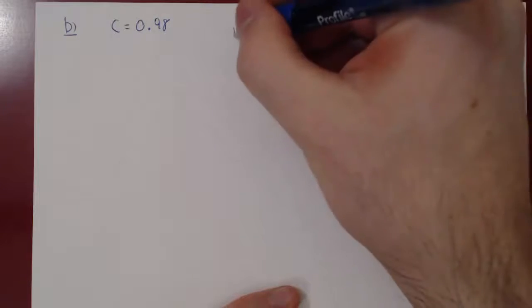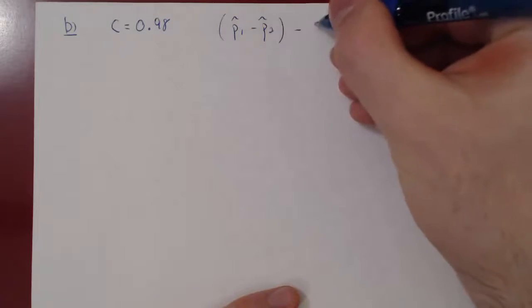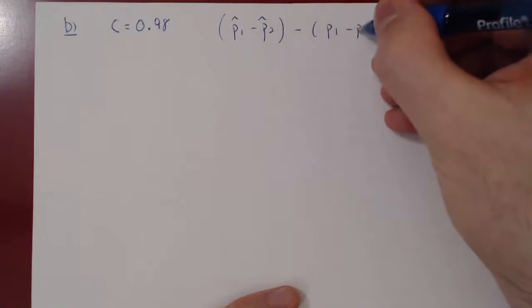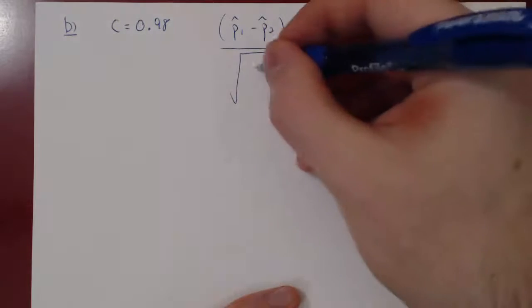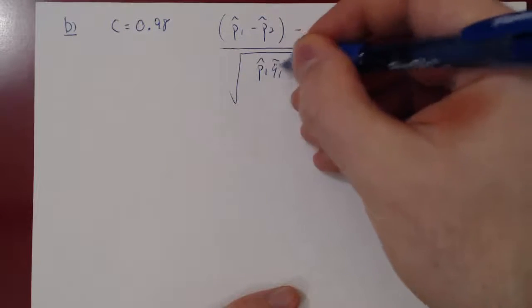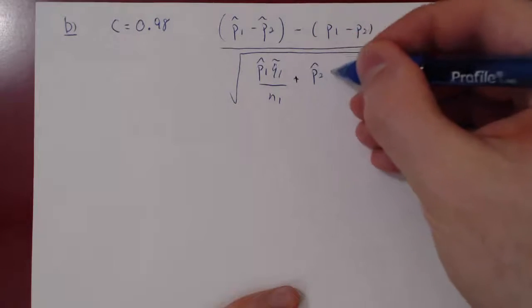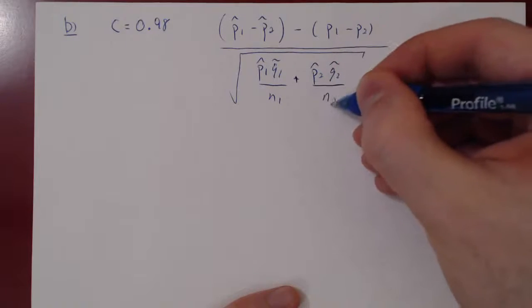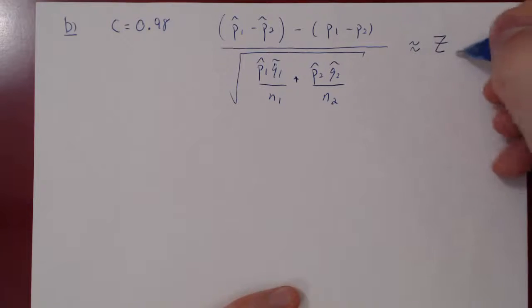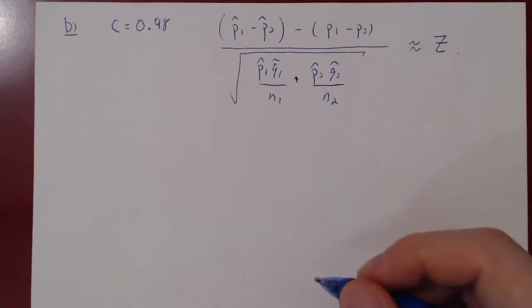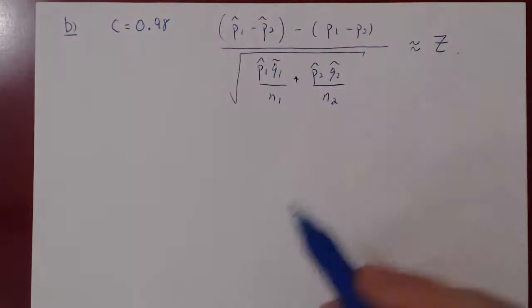For a confidence interval, it is going to be P1 hat minus P2 hat minus our parameter P1 minus P2 over the root of P1 hat Q1 hat over N1 plus P2 hat Q2 hat over N2. And because both samples are way above 30, this will be following approximately the standard normal distribution. So this is our statistic. As always, first let's construct a 98% confidence interval for Z.